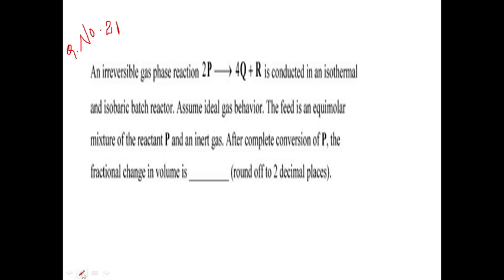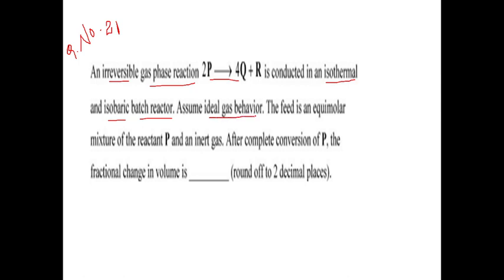Question number 21. An irreversible gas phase reaction 2P gives 4Q plus R is conducted in an isothermal and isobaric batch reactor. Reaction is an irreversible gas phase reaction. Condition: constant temperature, constant pressure batch reactor.